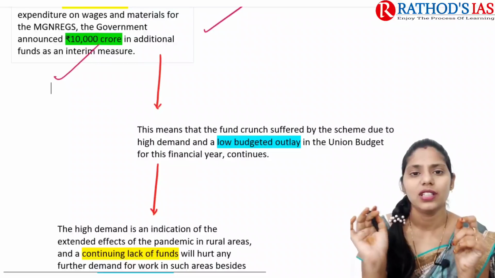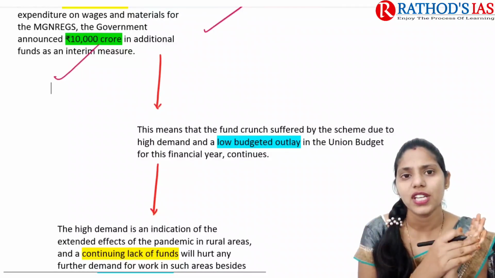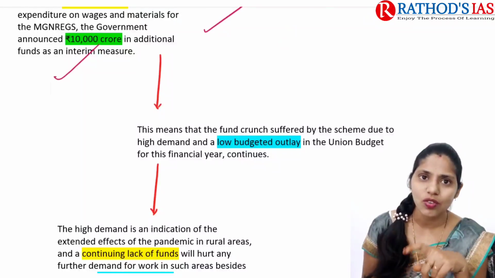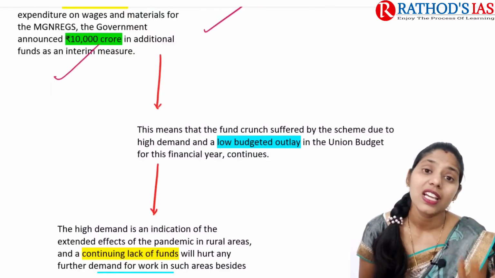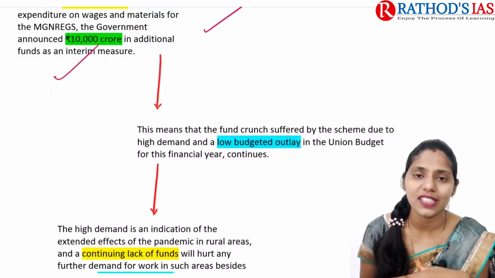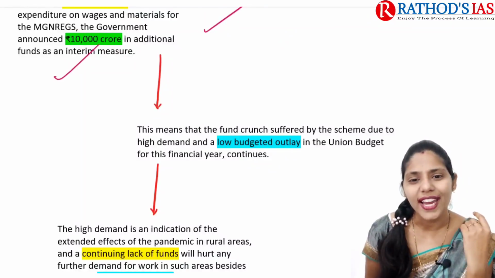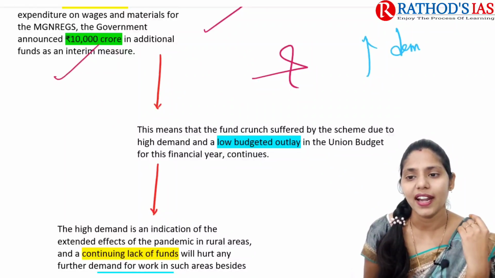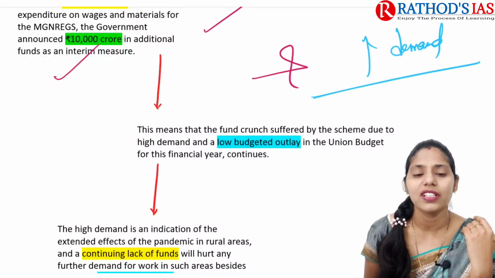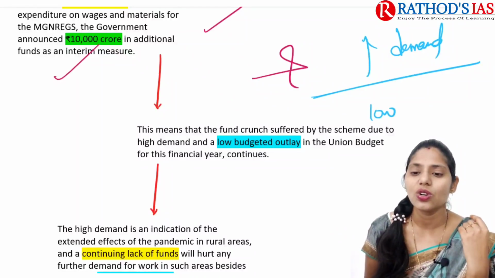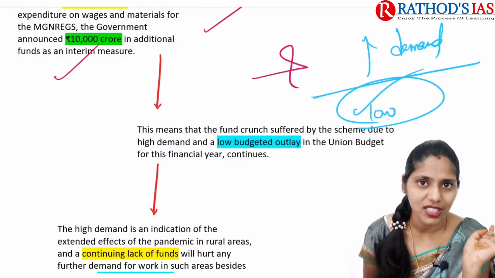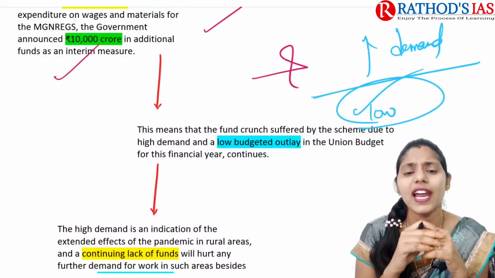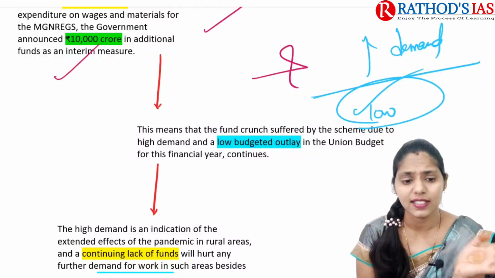If you see the recent report, a number of states have a negative balance regarding this scheme. So we can infer that there is a fund crunch suffered by this scheme. Why is there a fund crunch? Because there is increasing demand for MGNREGA and a low budget outlay given for this scheme. Because of this, there is a financial crunch seen in this scheme.